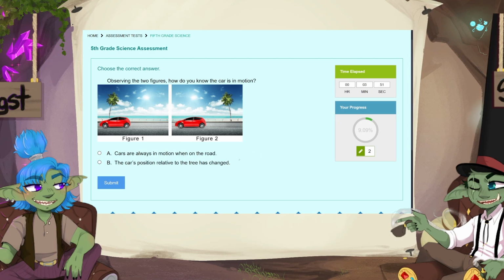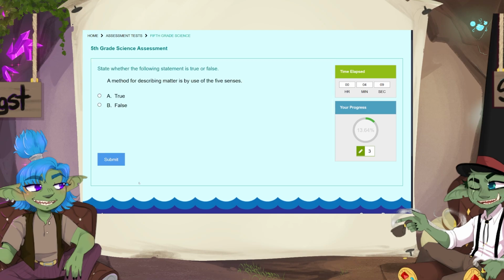Cars are always in motion on the road. It's a 5th grade assessment. What do you know? I like the idea that if a car touches a road, it cannot stop until it stops contact. What do you mean you thought this was going to be hard? You asked for my... I wanted you to come watch us be stupid. Okay, well, what's this one?